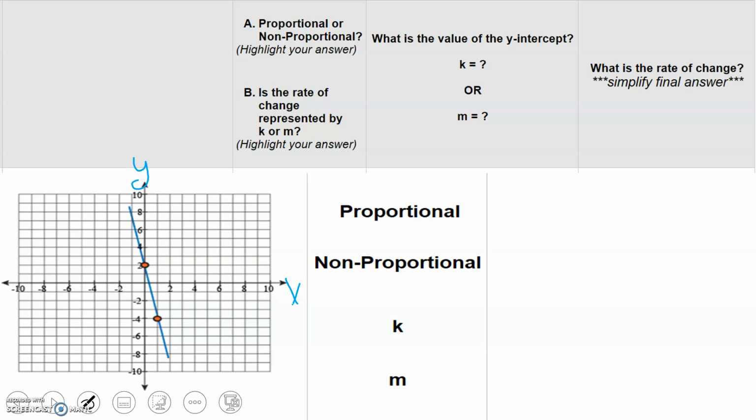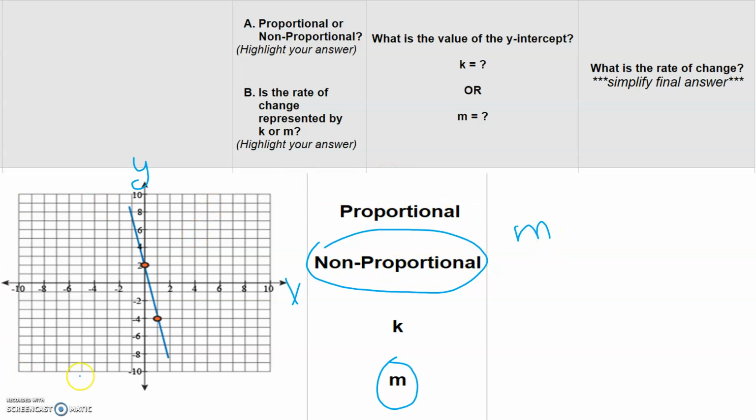Then, since we know this is not going through the origin of 0 and 0, this is non-proportional, and that is represented by m, the slope. Now, what is the value of that y-intercept? Since we're looking for m, I'm looking right here at my y-intercept, which is 2. We're looking for the rate of change. So m equals rise over run.